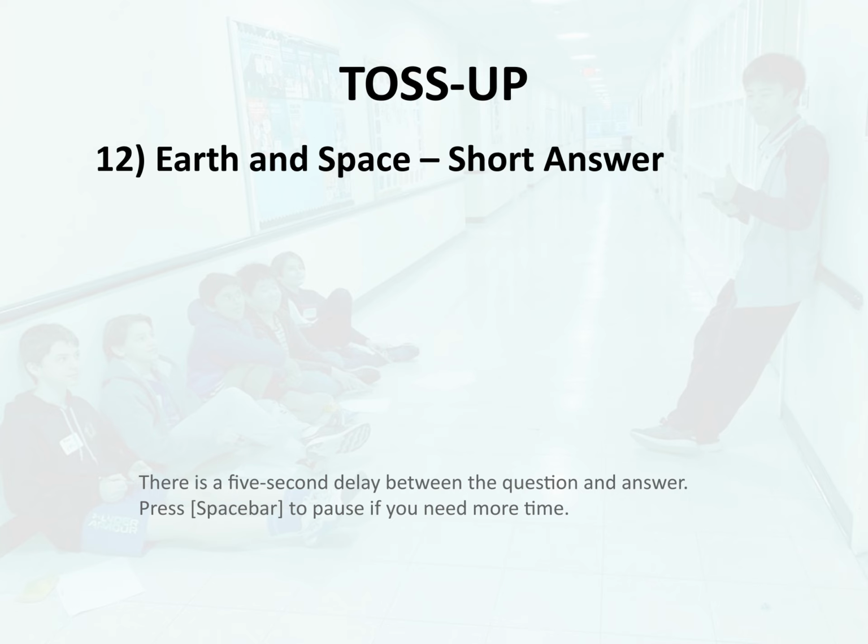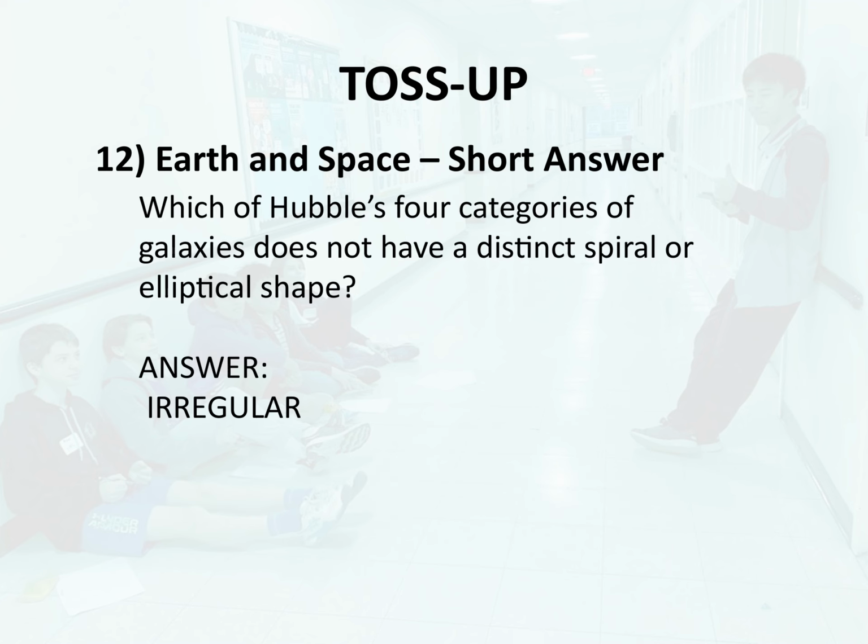Toss-up 12. Earth and space, short answer. Which of Hubble's 4 categories of galaxies does not have a distinct spiral or elliptical shape? Answer. Irregular.